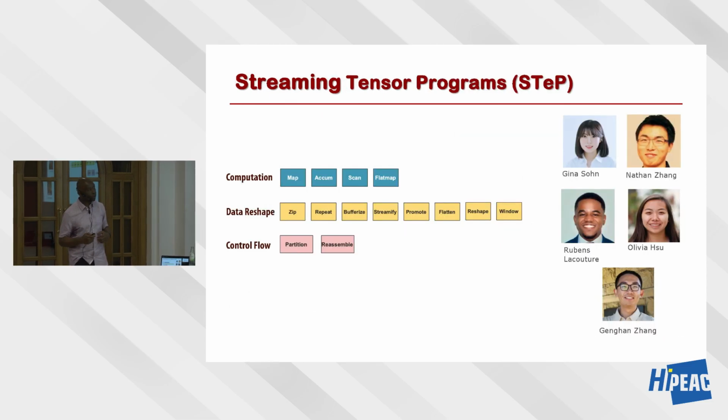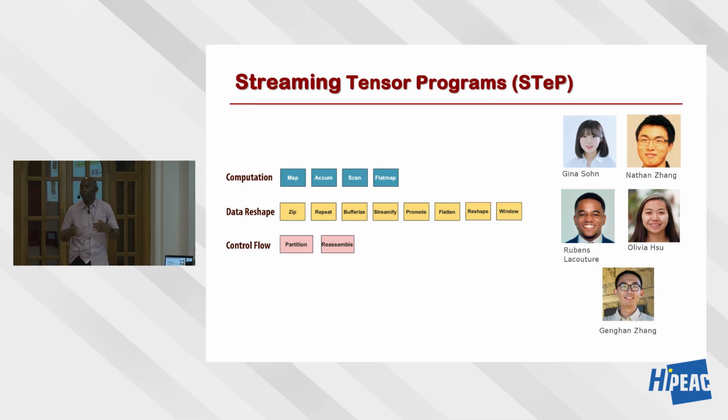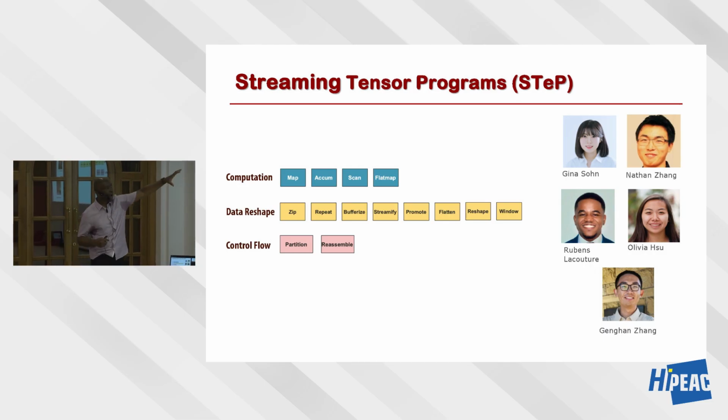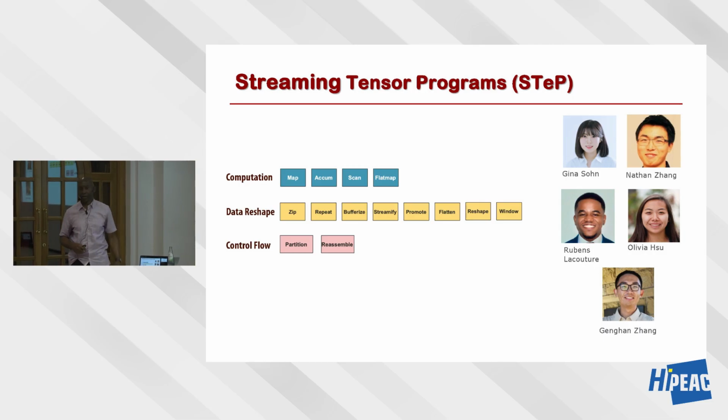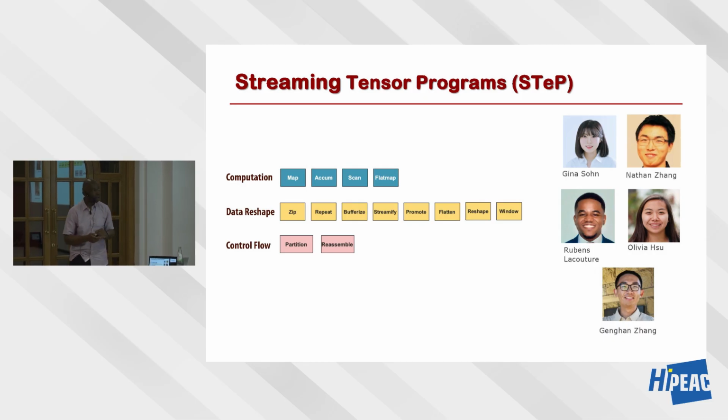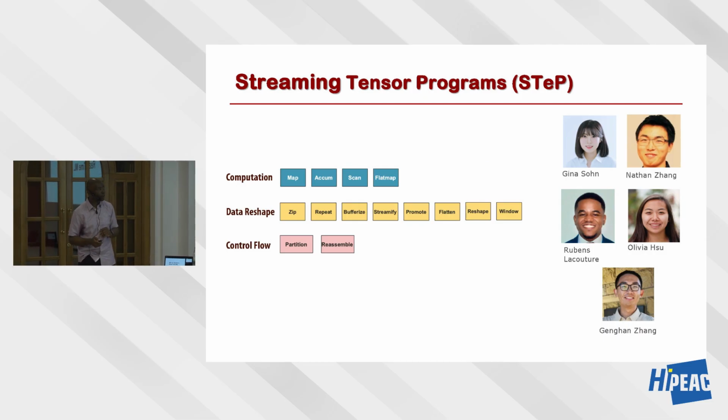The work that we're also doing going forward is to think about how you go from static reconfigurable data flow to dynamic reconfigurable data flow, right? You can think about the evolution of processors from static scheduling to dynamic scheduling. That's what we're trying to do here. And you see, you've got the computation elements of an intermediate representation we call streaming tensor programs. There are only 4 computational components, but there are lots of data reshape components, right? And also components for dealing with control flow.